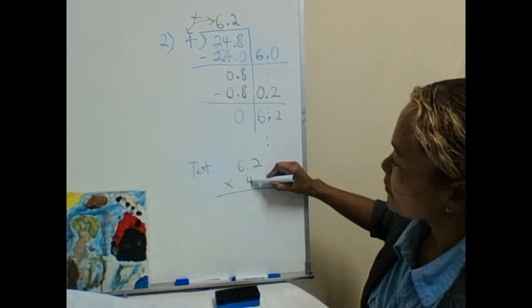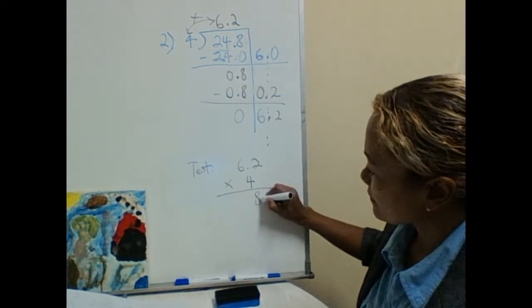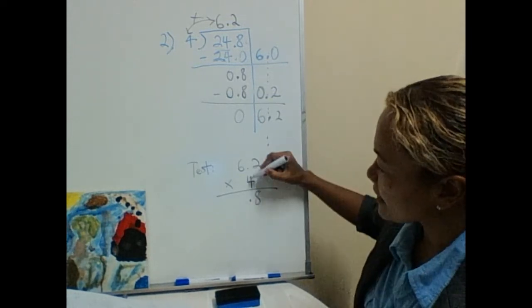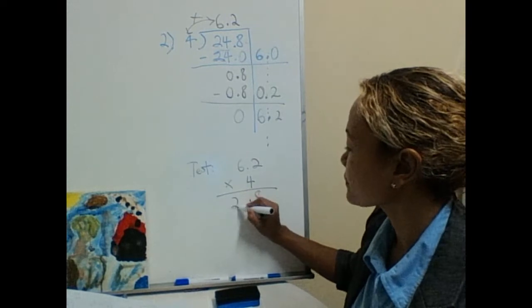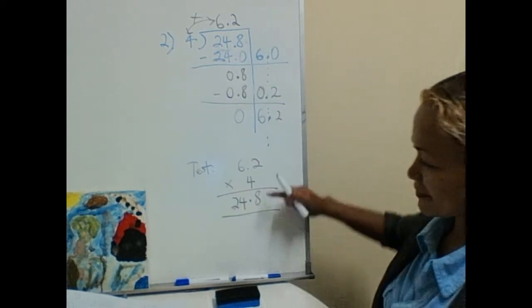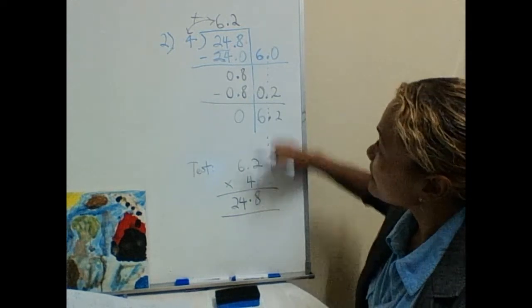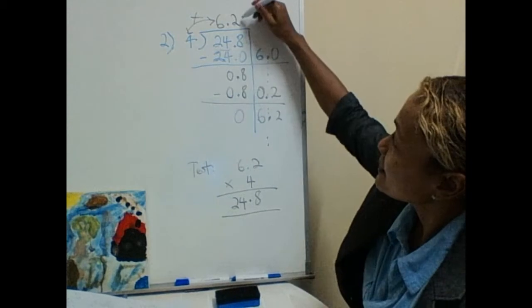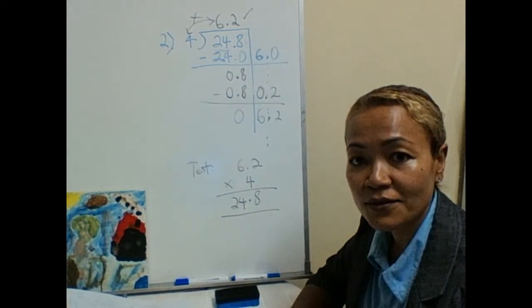Right. 4 times 2, 8. Then we're crossing the decimal point, put the point there. 4 times 6, 24. 24.8 is our answer here. Is it the same as what we started out with here? Yes. So, looks like that was correct. On to the third one.